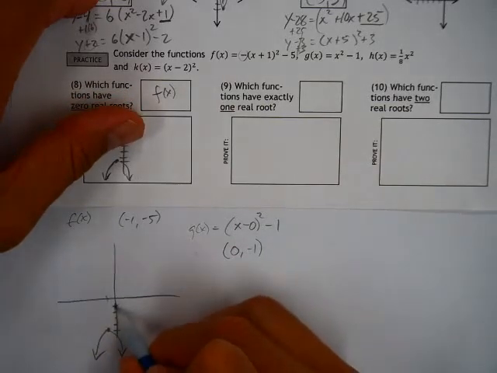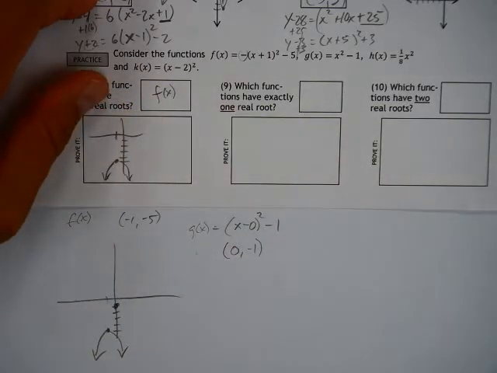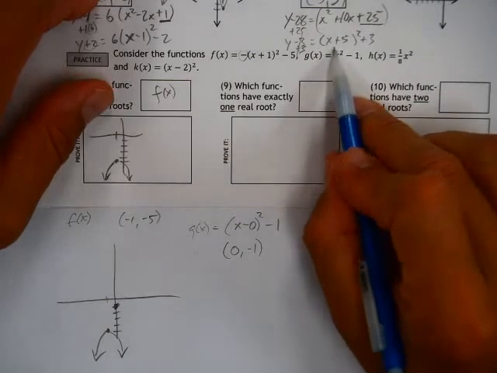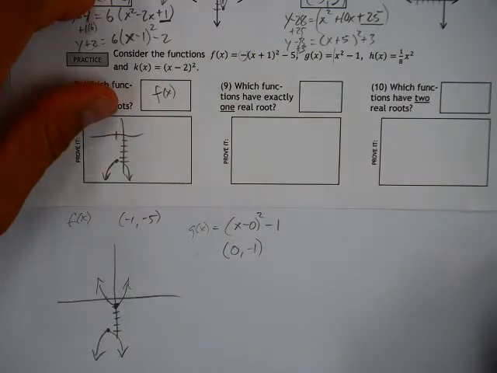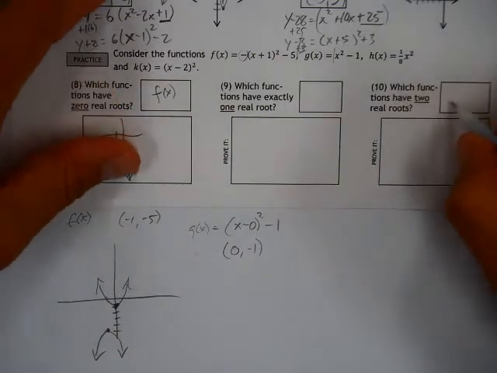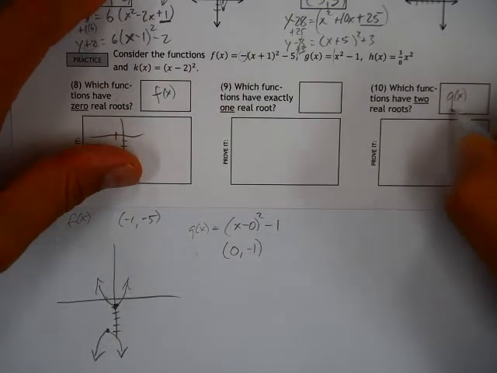Okay, 0, -1 is right here if I use that same graph. This time though, however, it's a positive 1 in front, so it's going to open upward. Lo and behold, we have 2 solutions. So which ones have real roots? Well, g of x does, among maybe others.